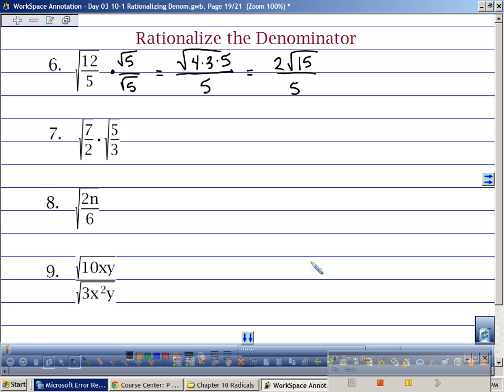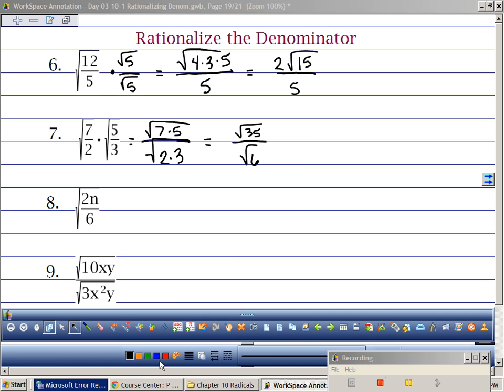Am I going too fast? Okay, do you guys want me to simplify this first and then multiply? Let's do that. Let's break this up. So this is root 7 times 5 over root 2 times 3, which equals, there's no squares in here, so I'm just going to multiply them, okay? So this is 35 over 6. Now what do I do?